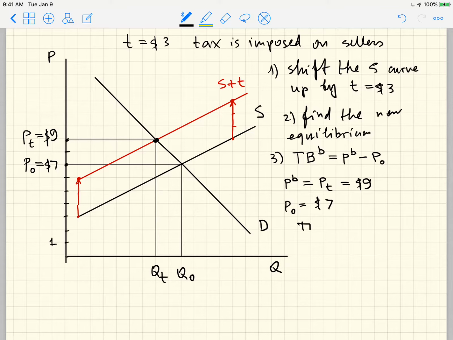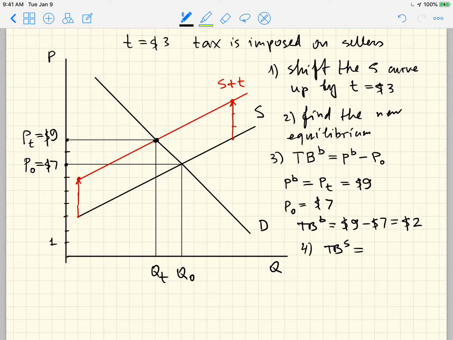So tax burden on buyers, according to the formula above, is PB, which is $9, minus P0, which is $7, so $2 is the tax burden on buyers. Again, measured as an increase in price that buyers have to pay in the new situation when tax is imposed compared to how much they were paying before the tax was imposed. Next step is to figure out tax burden on sellers.